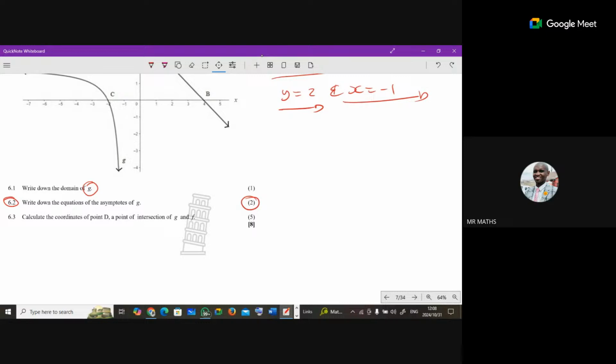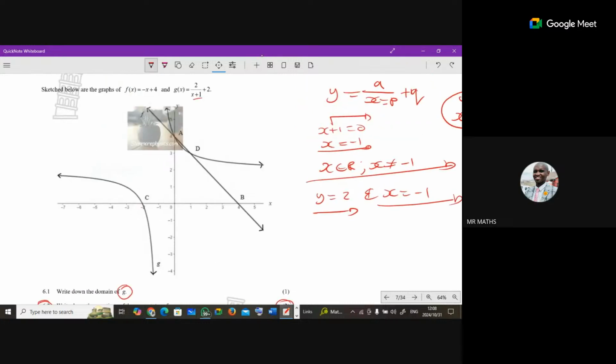Then the next one is 5 marks. The last question: calculate the coordinates of point D, the point of intersection of g and f. Point D, here it is. By just looking at it, you can easily see that this point is straight. The coordinates are 1 and 3. But now for 5 marks, you have to calculate that.